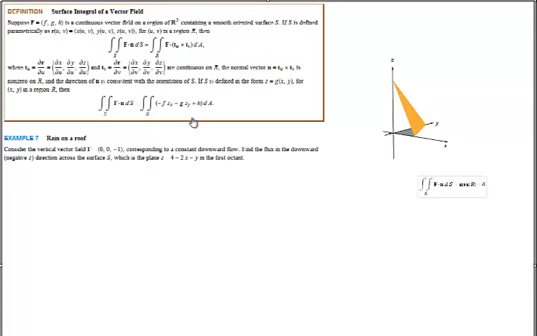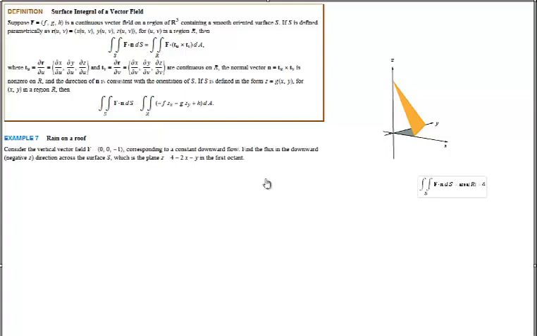Alright, we have a vector field <0, 0, -1>, corresponding to a downward flow, and it's along this plane z = 4 - 2x - y, only in this first octant here.